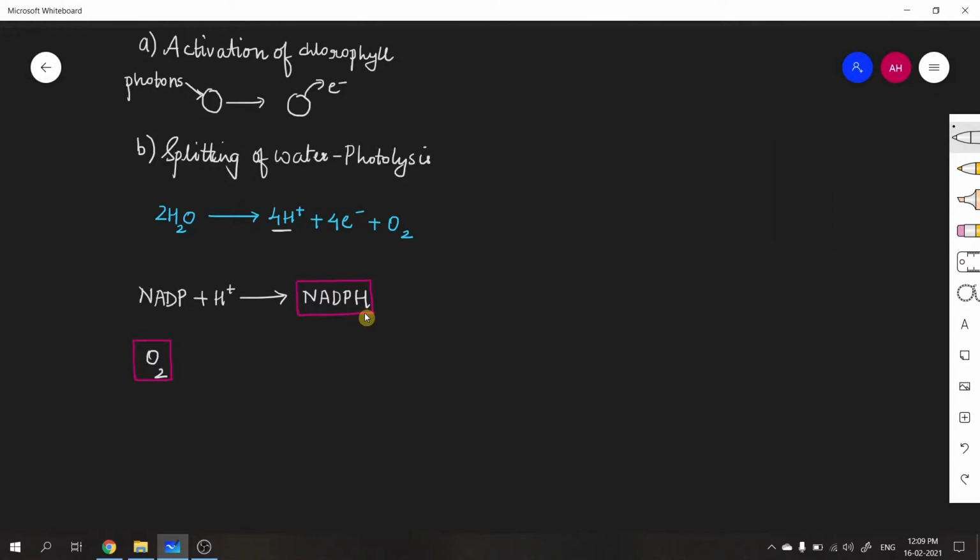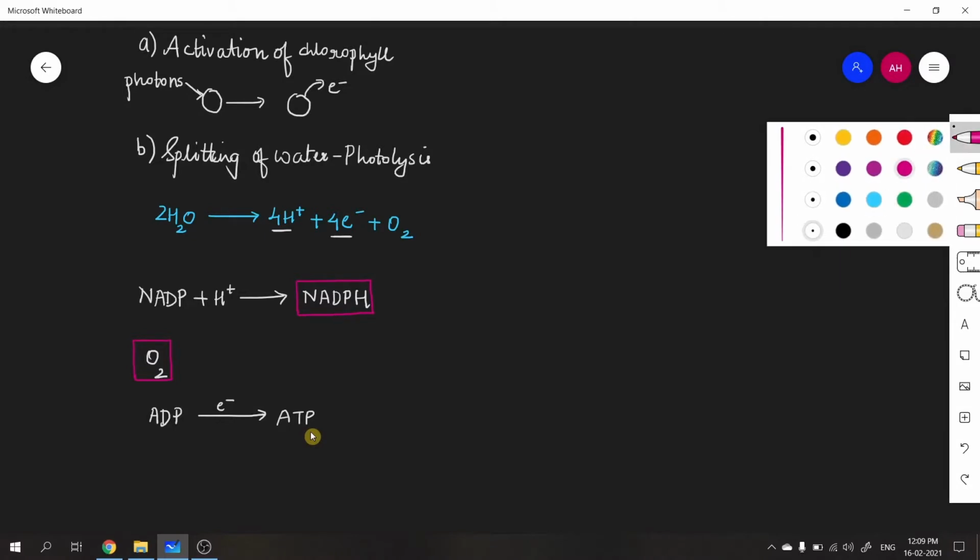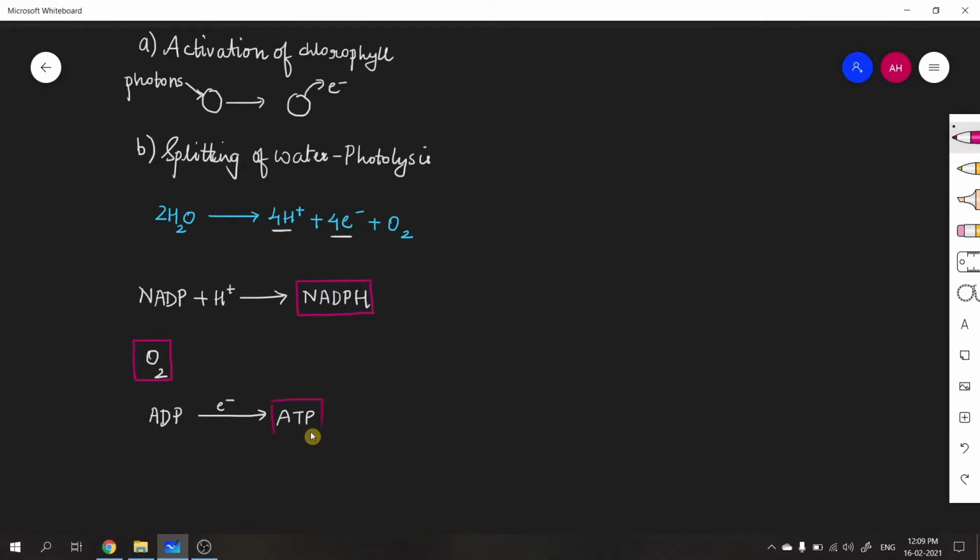And the third thing that happens is ADP is converted into ATP using electrons. Now, the electrons you can see here, these electrons that are released from photolysis, these electrons will be used in converting adenosine diphosphate to adenosine triphosphate. All right, so this will be another product of light dependent phase, ATP.